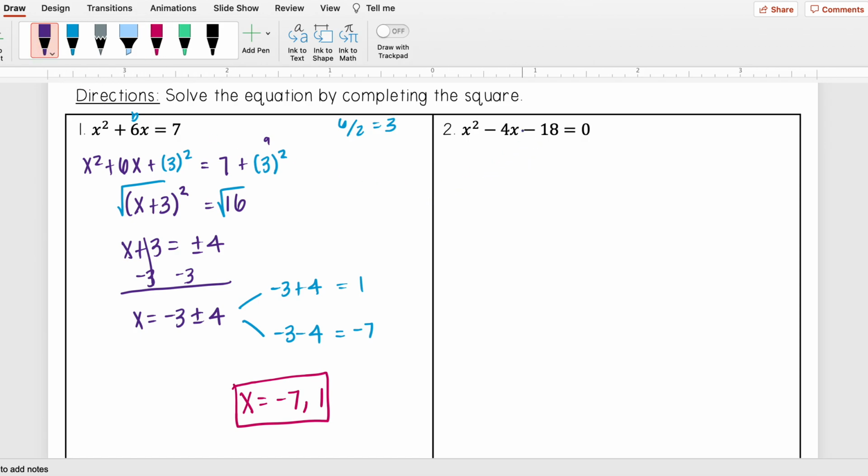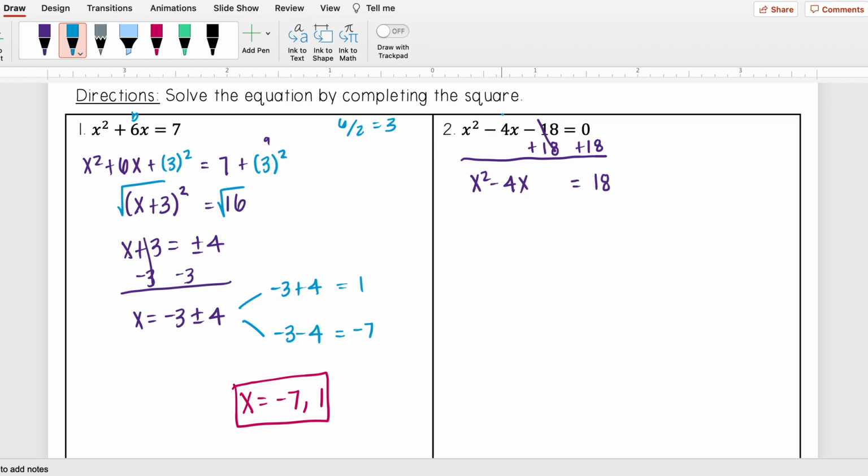Let's try this next one. So here, my first step again is to move c. This time c is on the left-hand side, so I need to move my 18 to the other side. So I'll add 18 to both sides. And I get x squared minus 4x. I'm going to go ahead and leave a space here because I know I'm going to be adding in my half of b squared.